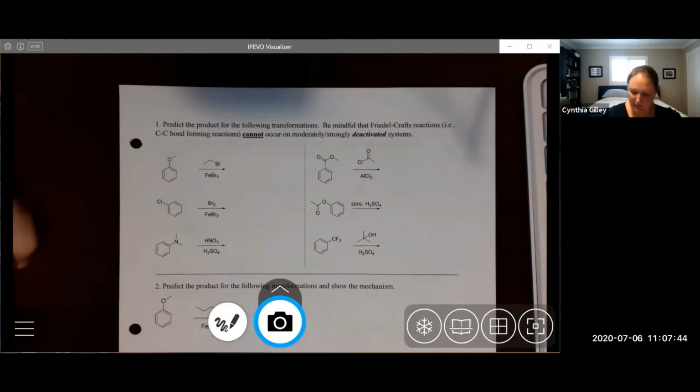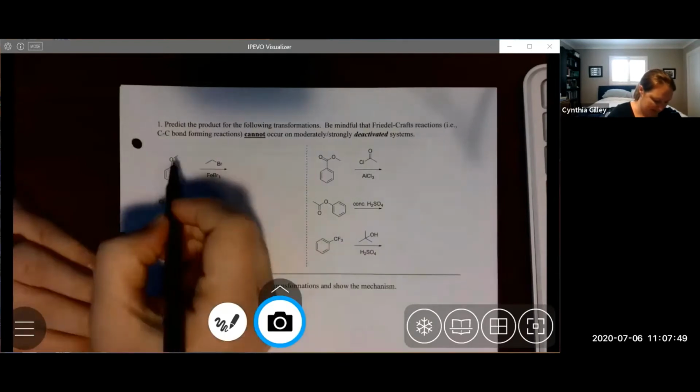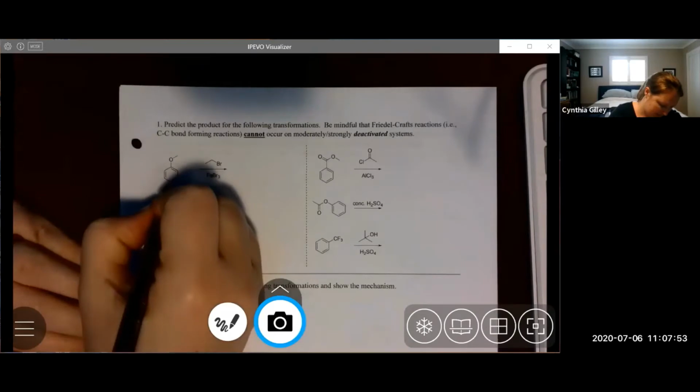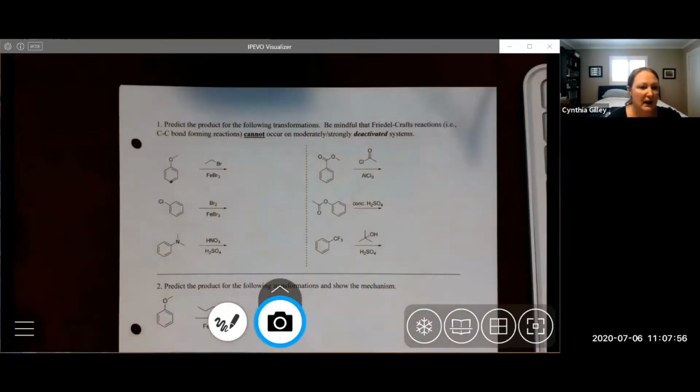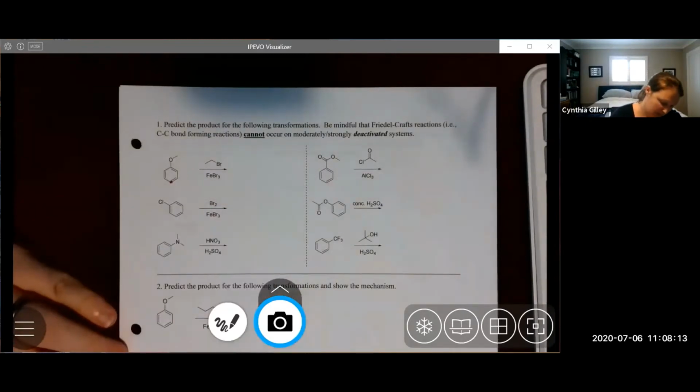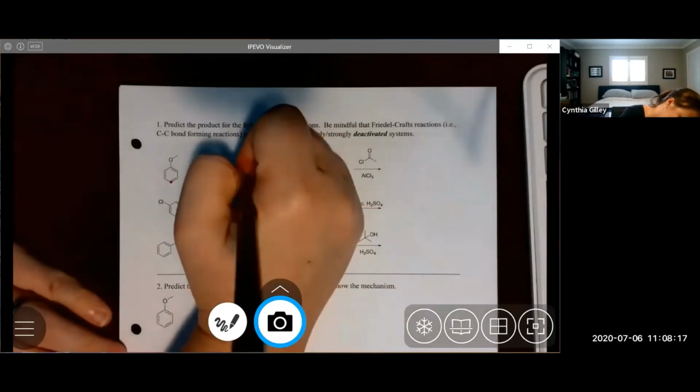Okay, so if we're looking at this, we want to look at this group. This is technically a moderate activator. Activators are ortho-para directors. And just note that ortho-para directors direct para first, and only ortho if the para position is blocked. So you're always going to place para unless that position is blocked. So this is the para position to that group. So we will go ahead and draw in the product.